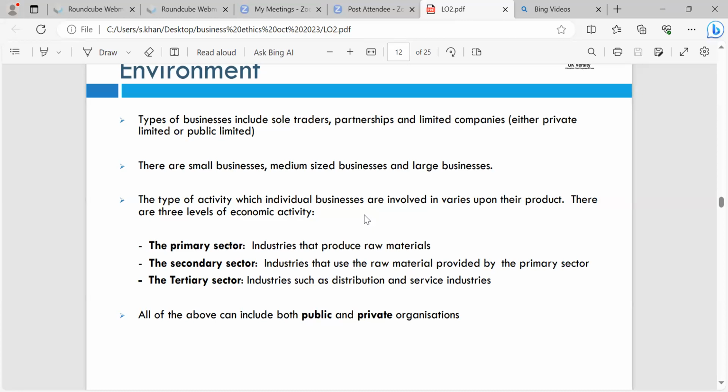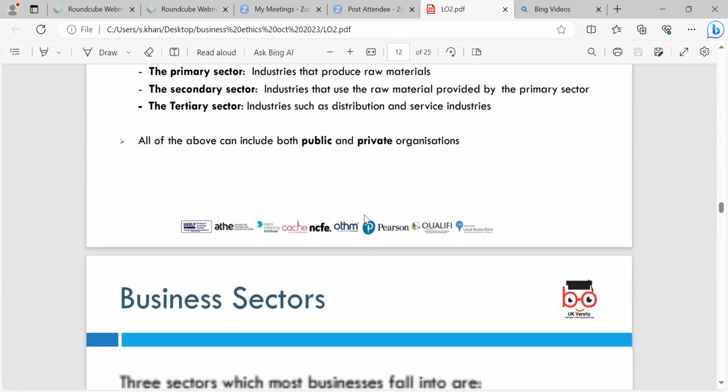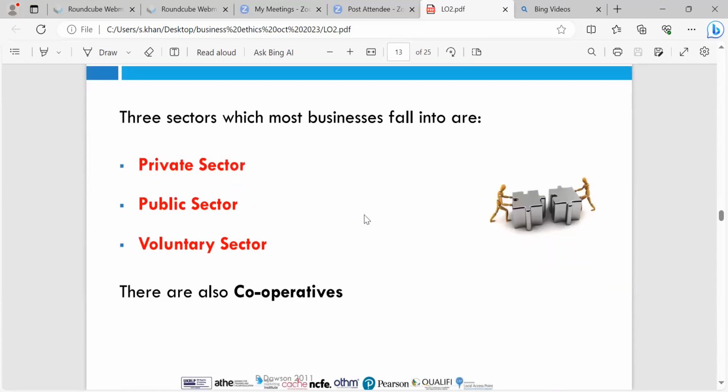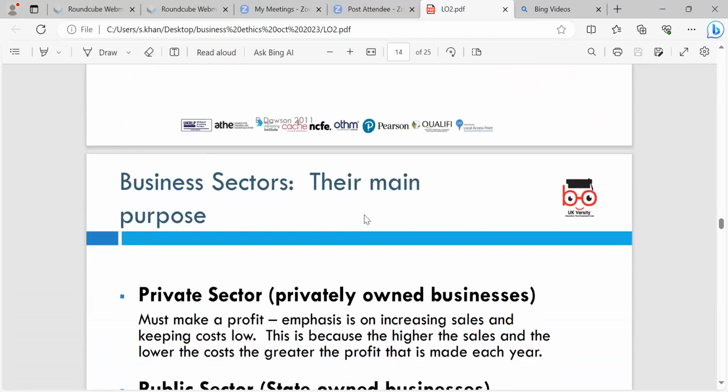And then we have the secondary sector, which is industries that use the raw material provided by the primary sector, and then the tertiary sector, which is industries such as distribution and service industries. All of the above can be both public and private organizations. Then we've got business sectors, and the sectors which most businesses fall into are private sector, public sector, voluntary sector, and also cooperatives.